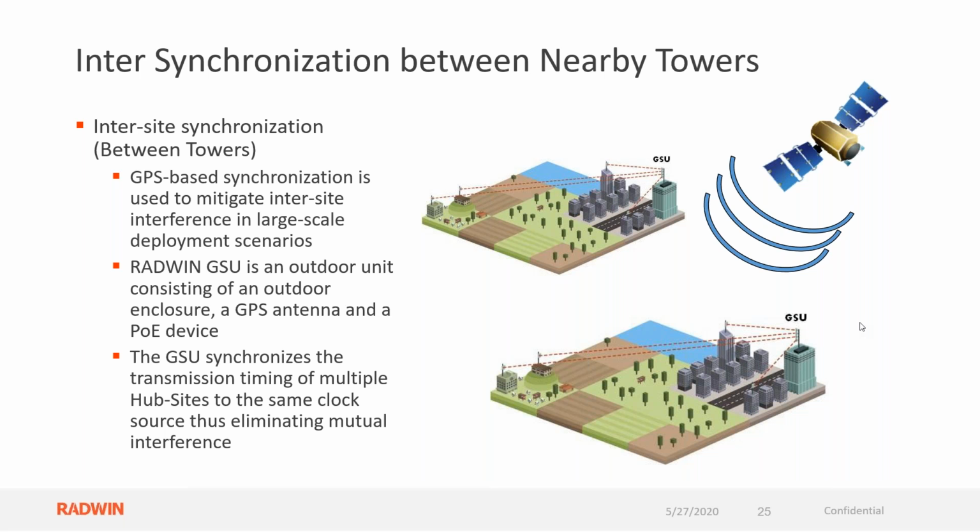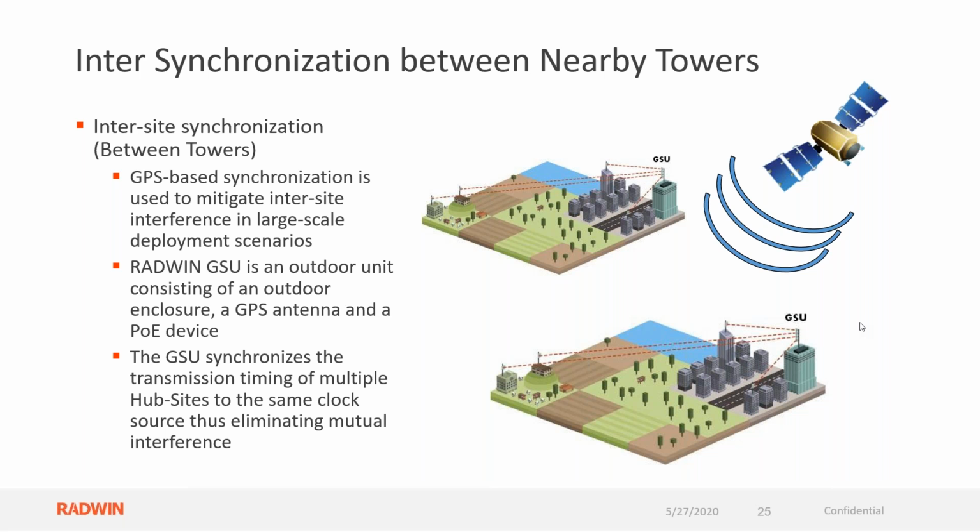The GPS can be either integrated, because of the jet platform, in which the GPS and the antenna are integrated, or by an external GSU. Inter-site synchronization between towers: GPS-based synchronization is used to mitigate inter-site interference in a large-scale deployment scenario. If it is 5 kilometers, 7 kilometers, I need to take care of GPS or inter-synchronization to avoid self-interference that is coming from the other side.